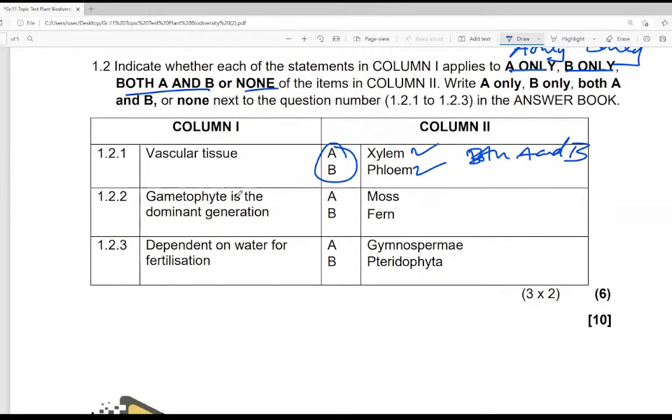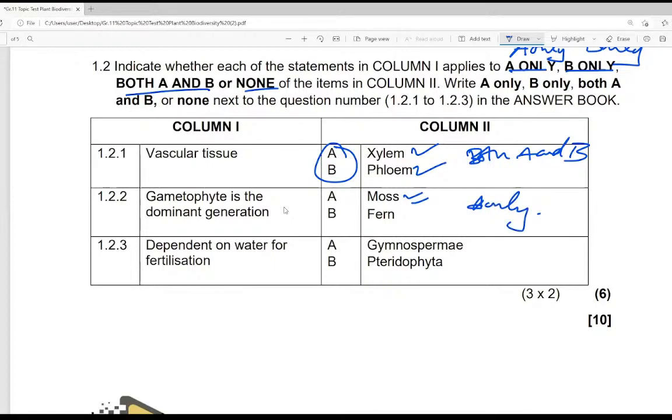Then gametophyte is dominant generation. Remember we said that it's only the bryophytes which have the dominant generation as the gametophyte. In this case, they didn't say bryophyte, pteridophyte, angiosperm, gymnosperm. No, they gave you the examples of each group. So in this case, we have the moss and the fern. The fern are pteridophytes. The moss are bryophytes. So the answer is going to be A only.